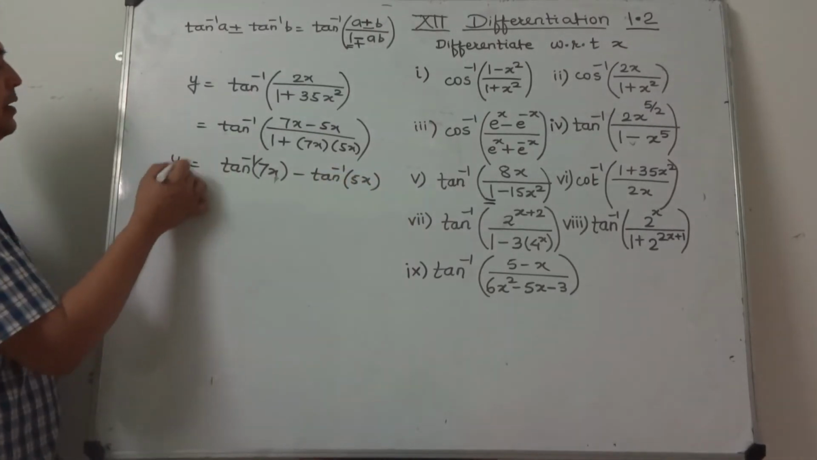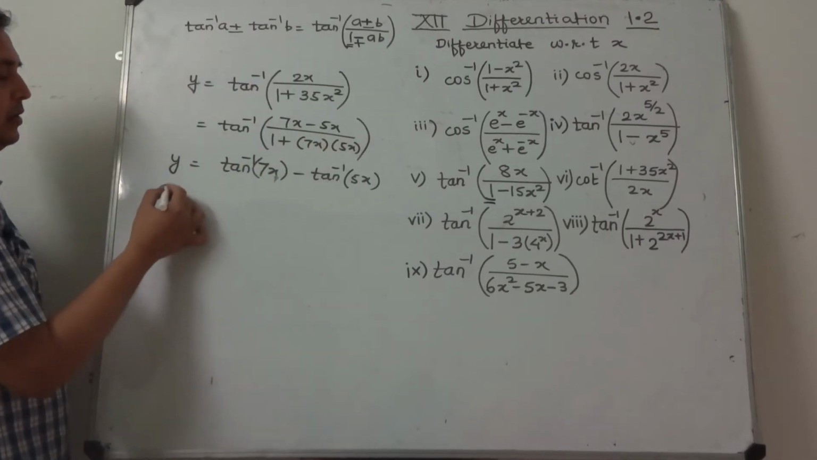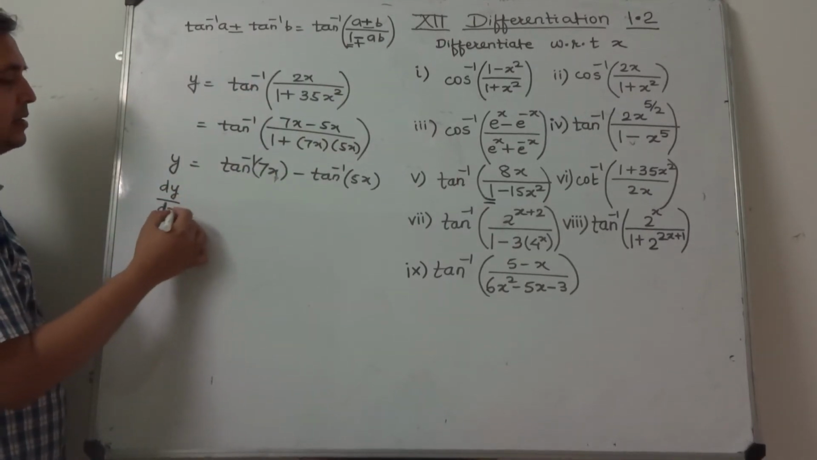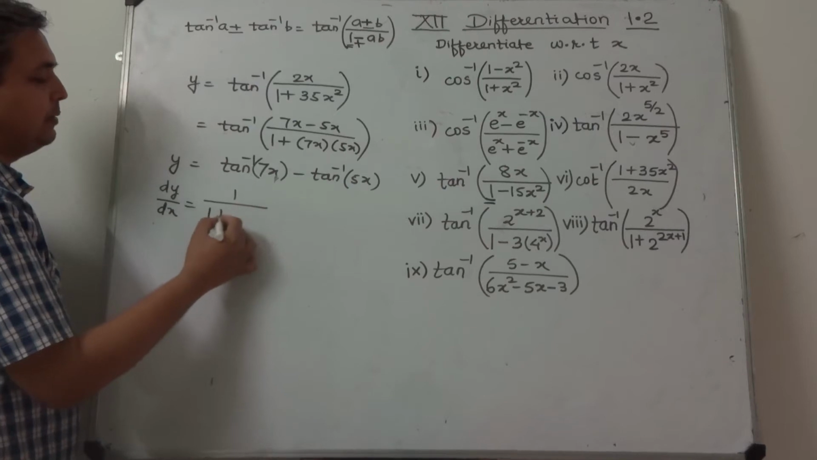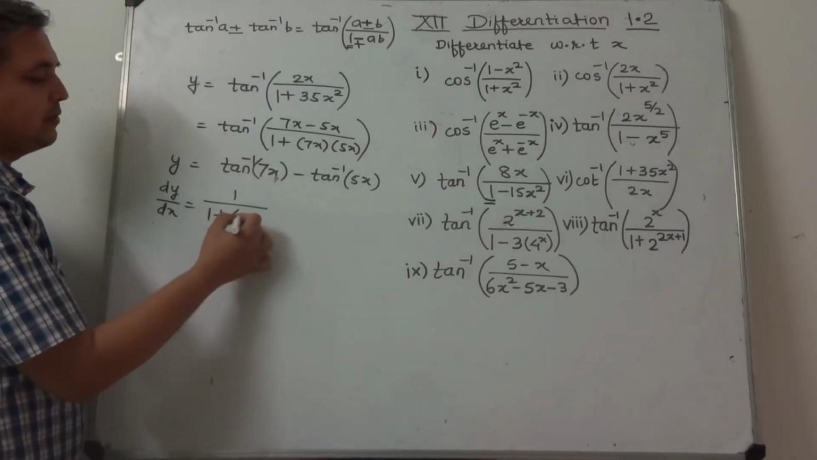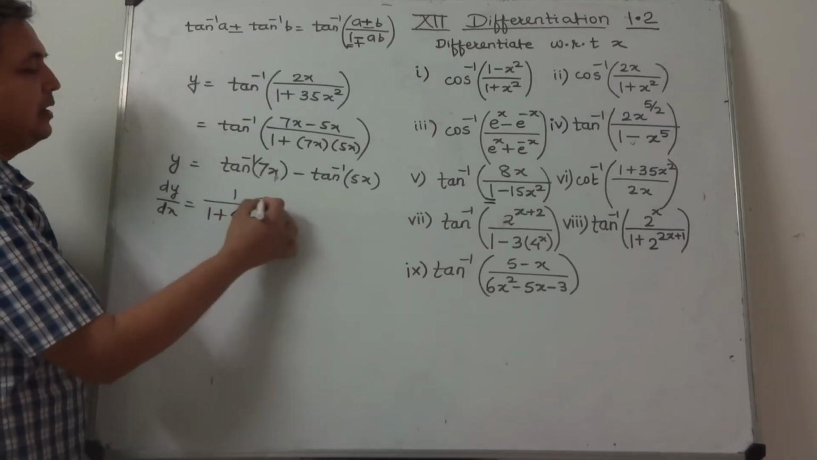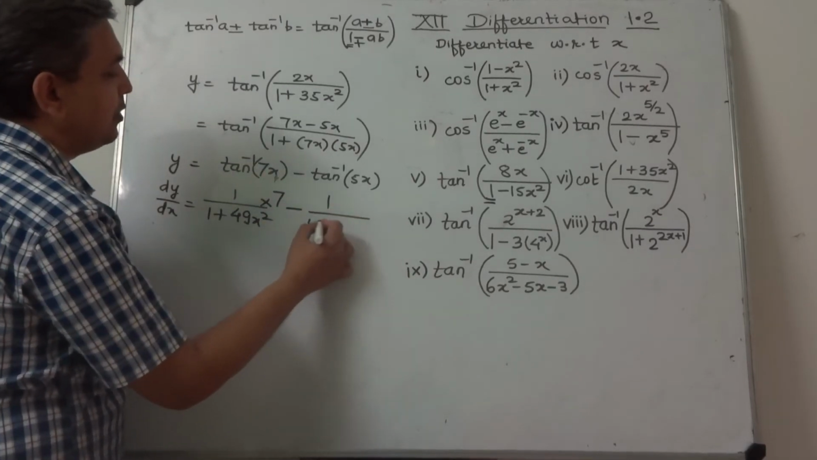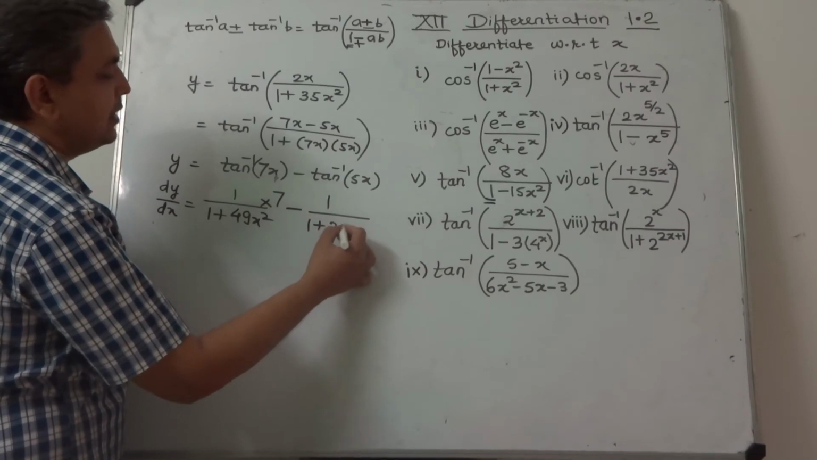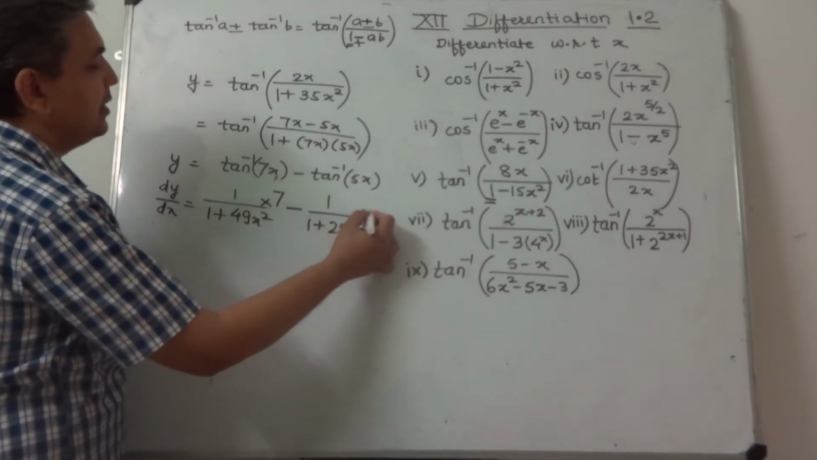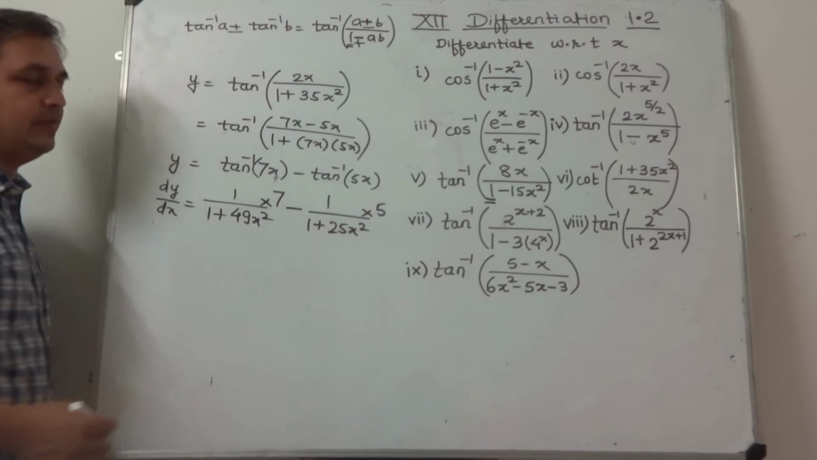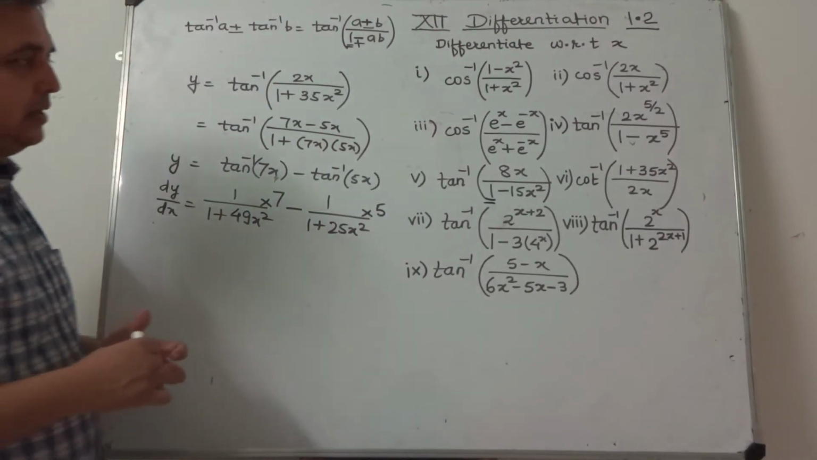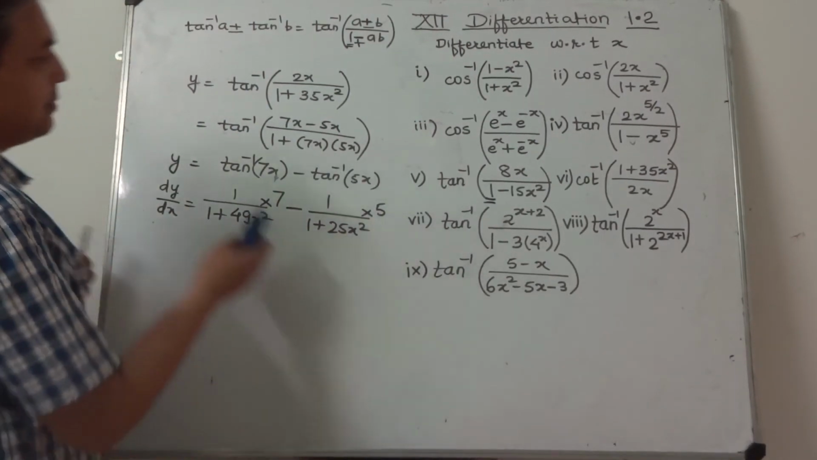This is y using this formula, and now the derivative dy by dx is equal to 1 upon 1 plus 7x whole square, which is 49x square, into derivative of 7x, which is 7, minus 1 upon 1 plus 5x whole square, which is 25x square, derivative of 5x is 5. So this is our answer. Let us move on to question number 7.